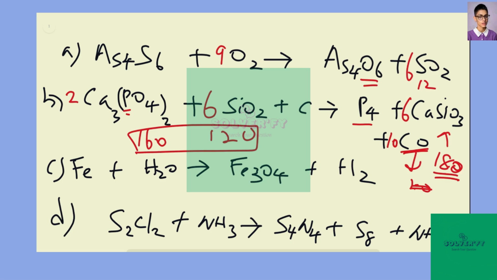So we put a 10 in front of CO, and then we also have to put a 10 in front of carbon in order to balance the number of carbon as well. Okay, so let's move on to C.